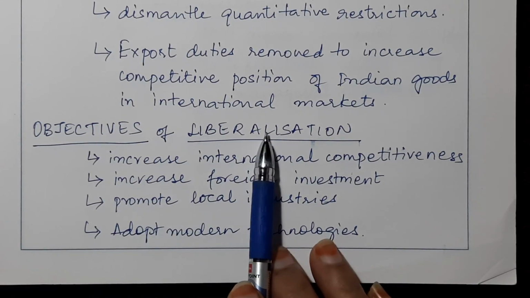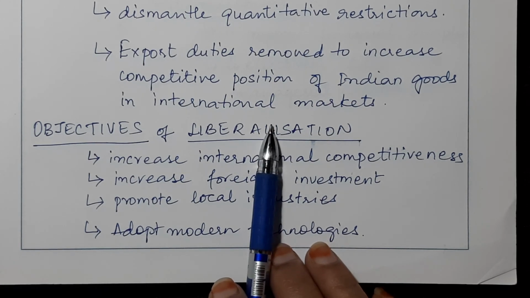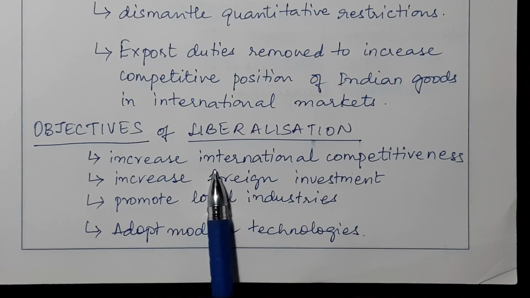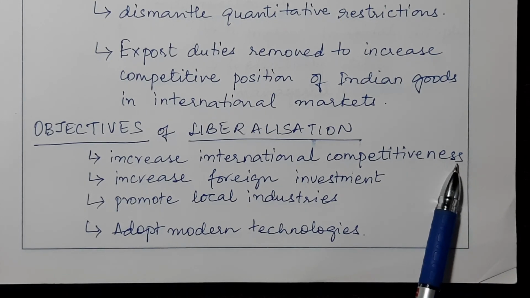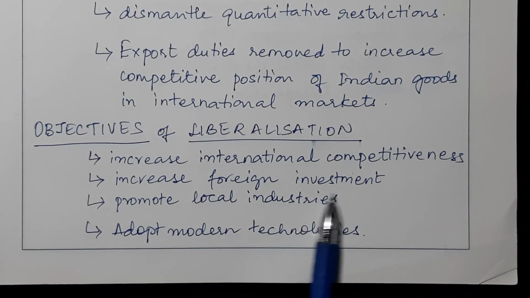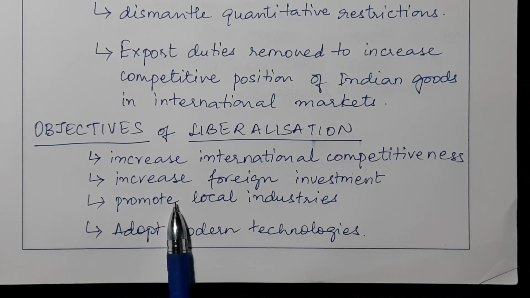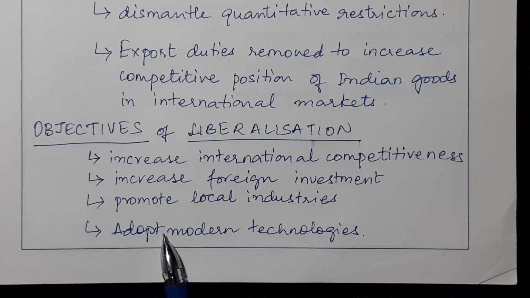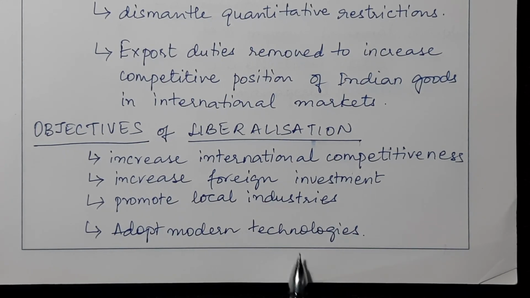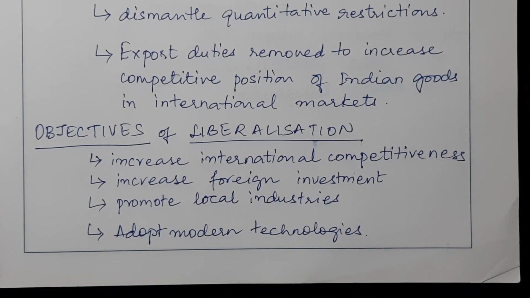So the objectives of liberalization in the trade and investment regime were to increase the international competitiveness of industrial production, to increase foreign investments and technology into the economy, to promote local industries, and finally to adopt modern technologies. So that's about liberalization. In our next video, we will learn about privatization.